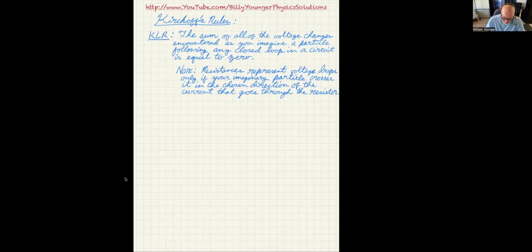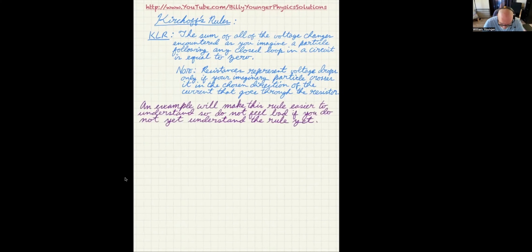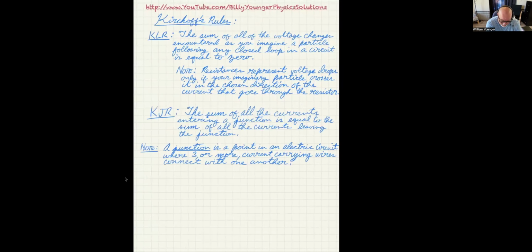Now I will show you what Kirchhoff's junction rule is. An example will make this rule a lot easier to understand, so you don't feel bad if you don't understand it yet. Anyways, the Kirchhoff's junction rule is the sum of all the currents entering a junction is equal to the sum of all the currents leaving the junction. A junction is a point in an electric circuit where three or more current carrying wires connect to one another.